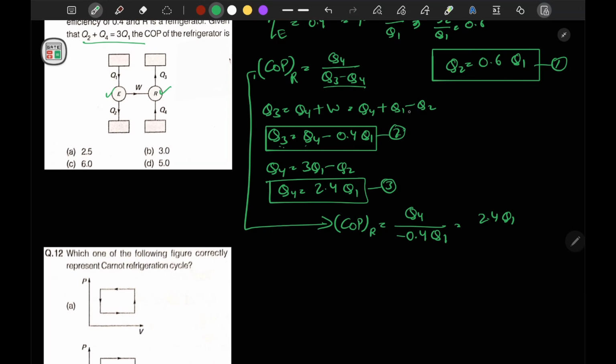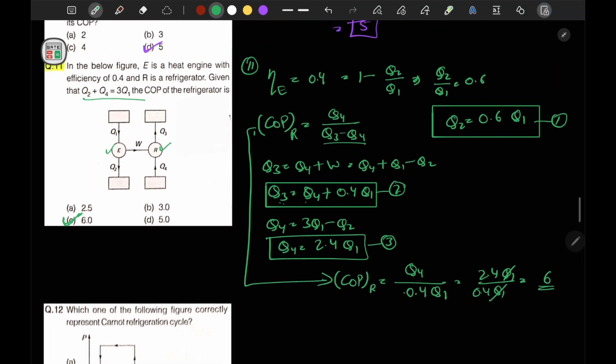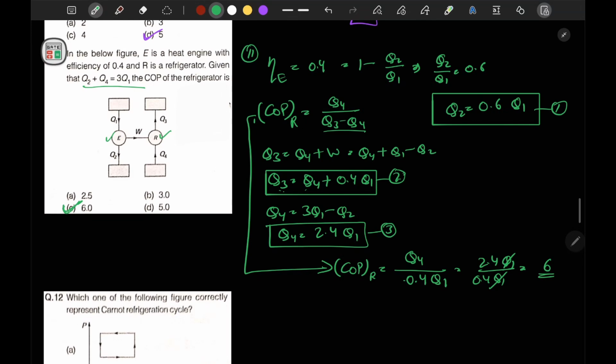There is one mistake here, sorry about that. So Q1 minus Q2 will be 1 minus 0.6, that will be plus 0.4. Okay, so here we will get plus 0.4. Now this is 0.4 Q1, so the answer will come out to be 2.4 by 0.4, so the answer is 6. Okay, so option C is correct. I hope you understood this question well.